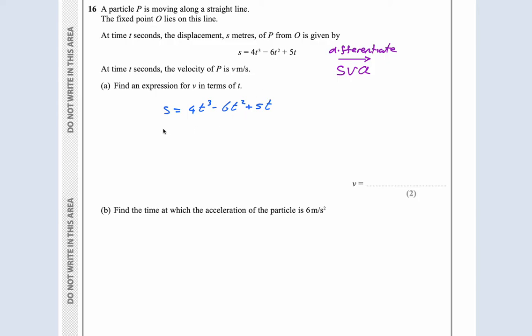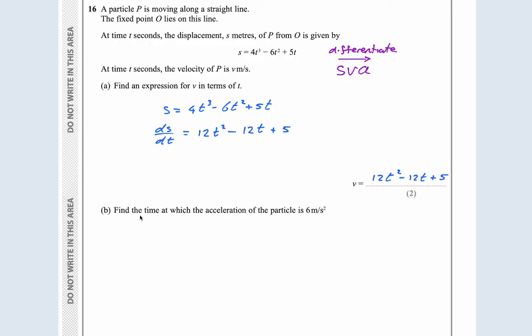To get the velocity, I differentiate with respect to time, because the change in displacement with respect to time is the velocity. So I multiply by the power. 3 times 4 is 12. Subtract 1 from the power, 12t squared, minus multiply by the power, 12t, and 5t just becomes 5. Guys, that's a pretty easy derivative. If you don't know what I was doing there, then you need to learn differentiation, but there's rules that are pretty straightforward to follow. That is the derivative. Hence, the velocity is 12t squared minus 12t plus 5.